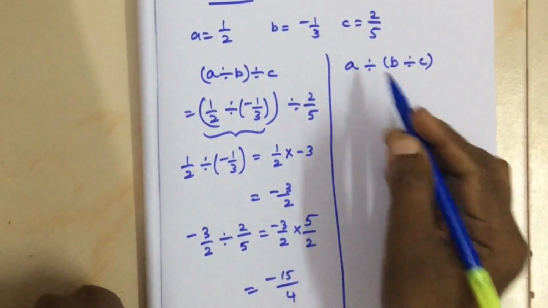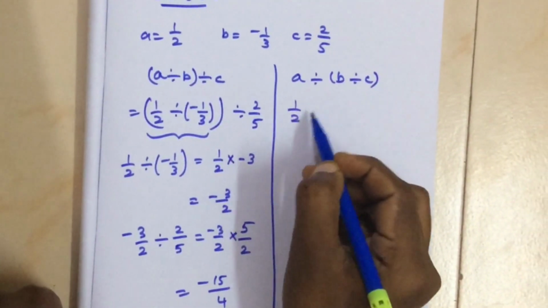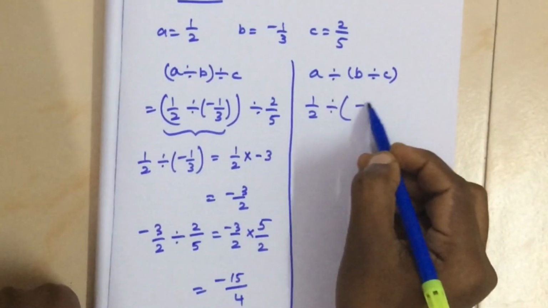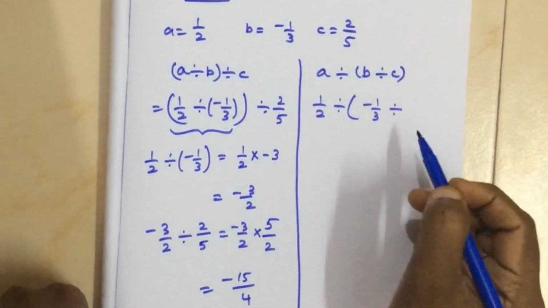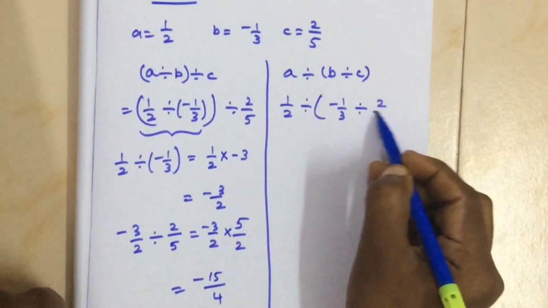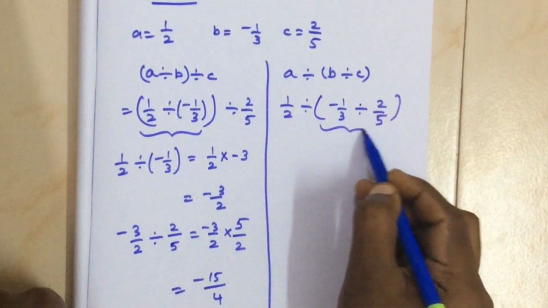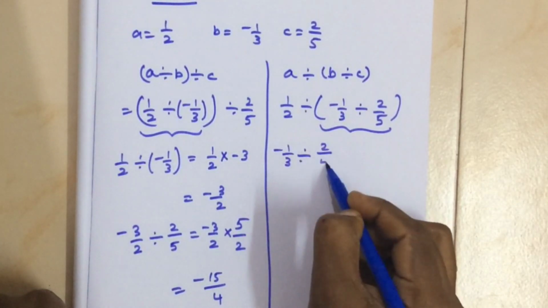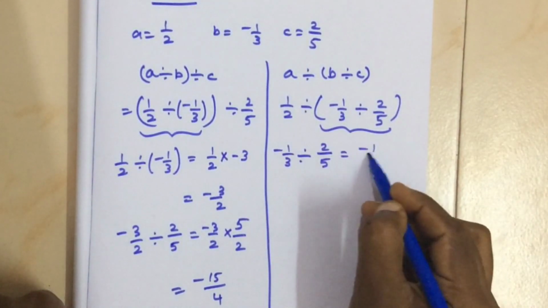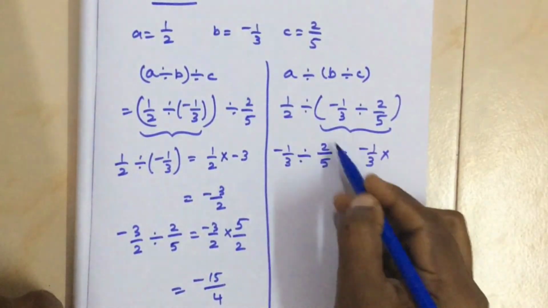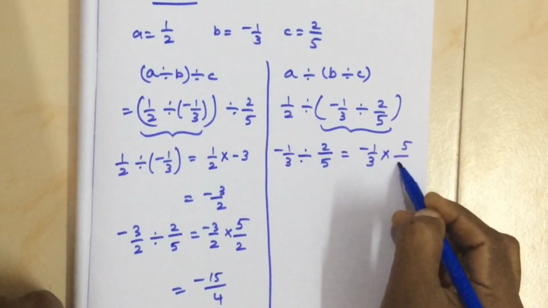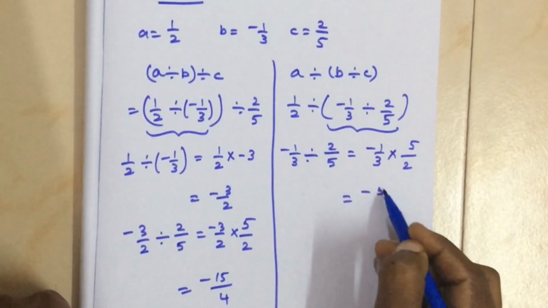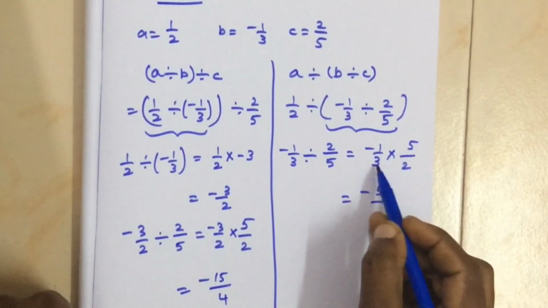Let me check it here. A is 1 by 2 divided by, what is b is minus 1 by 3, c is 2 by 5. Let me solve this first. Minus 1 by 3 divided by 2 by 5, which is equal to minus 1 by 3 multiplied by, take the reciprocal of this, 5 by 2. That is equal to minus 5, 5 ones are 5 divided by 3 2s are 6.